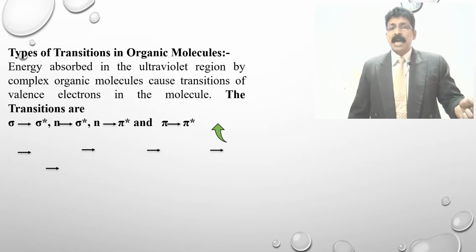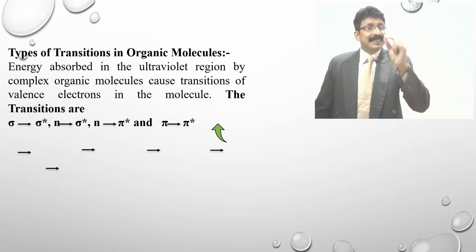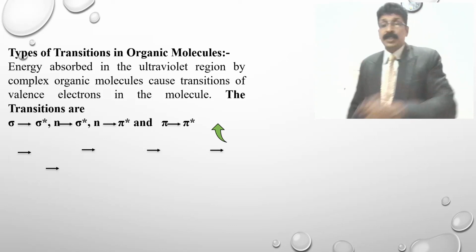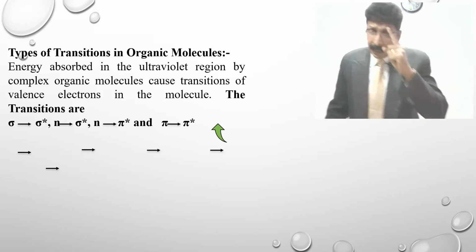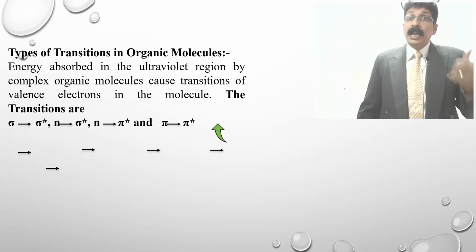n to pi star means a double bond system which contains an electron pair; that is n to pi star, a weak band, and pi to pi star transition. Only four to remember. Very simple. What all types of transition can occur in an organic molecule? Sigma to sigma star, n to sigma star, n to pi star, pi to pi star. Like that you can remember. Understand? Can you follow? That is very important.